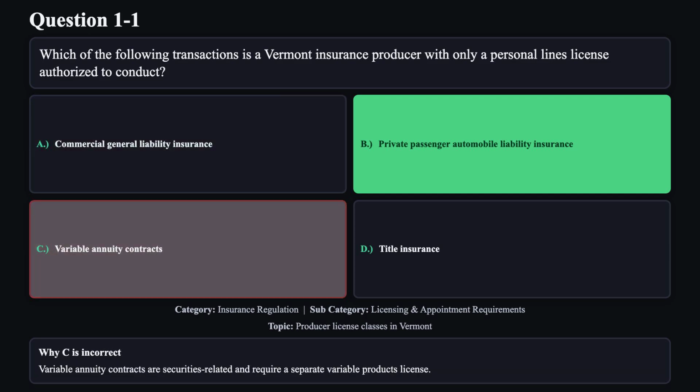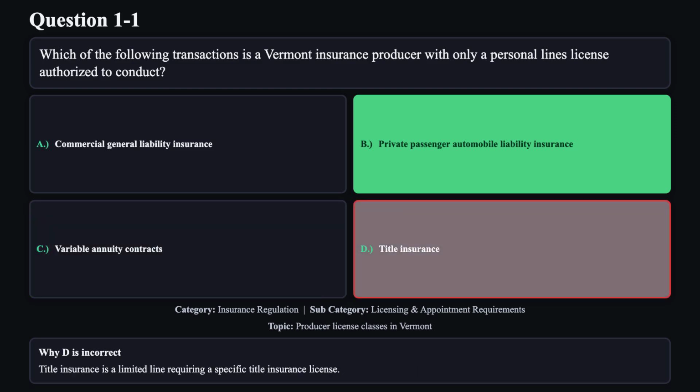Reason C is not correct. Variable annuity contracts are securities related and require a separate variable products license. Reason D is not correct. Title insurance is a limited line requiring a specific title insurance license.